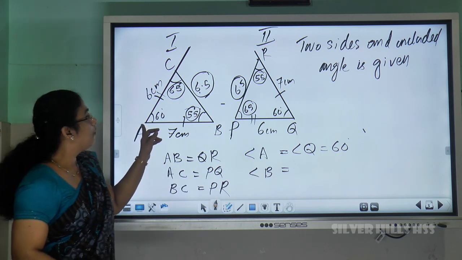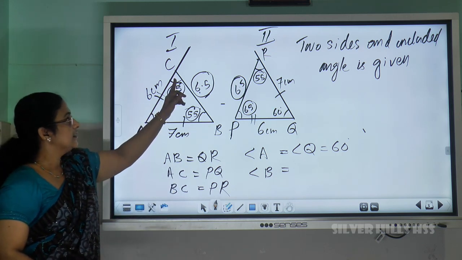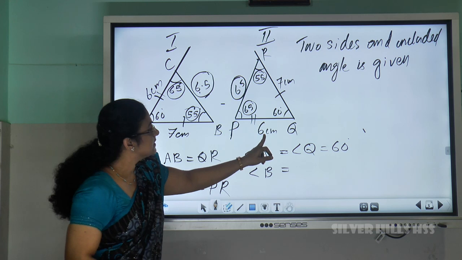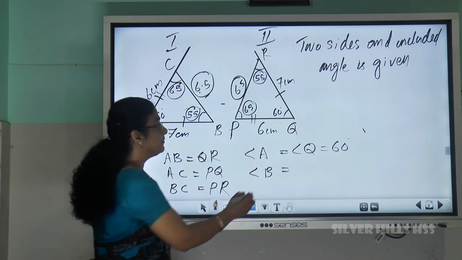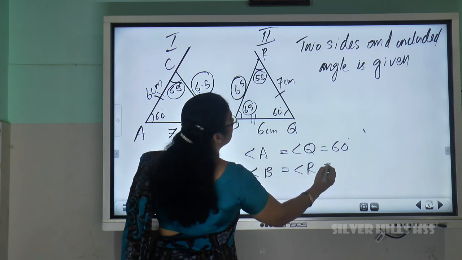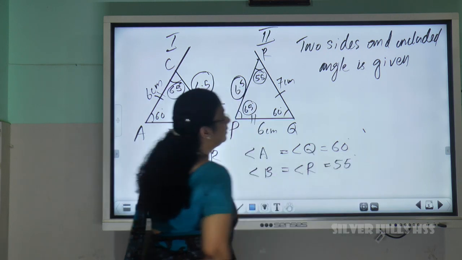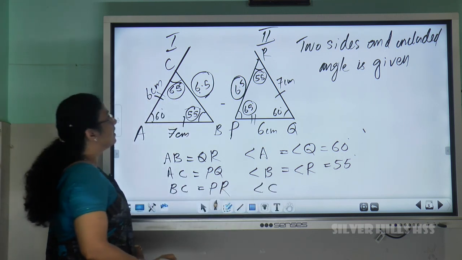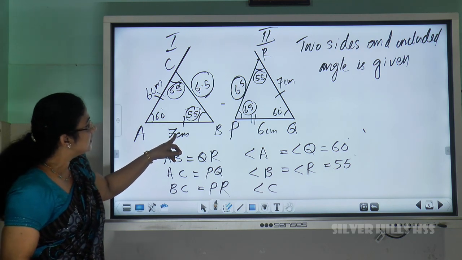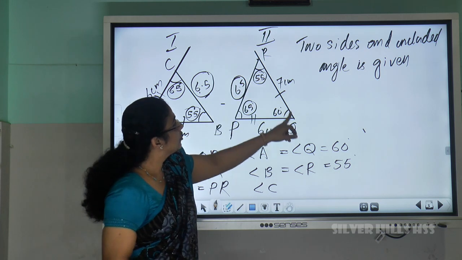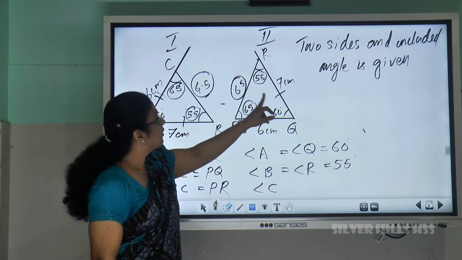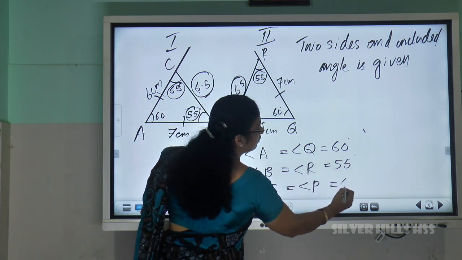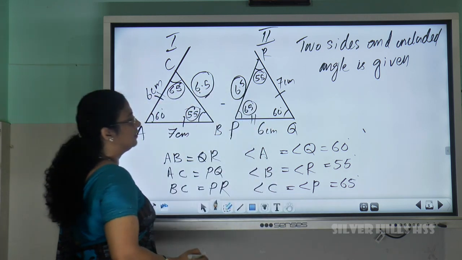Angle B is opposite to AC, 6 centimeter. Here PQ is 6 centimeter. Opposite of PQ is angle R, equal to 55 degree. And the third angle is angle C. Angle C is opposite of 7 centimeter AB. Here QR is 7 centimeter and opposite of 7 centimeter is angle P, equal to 65 degree.